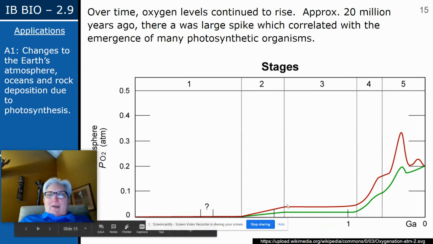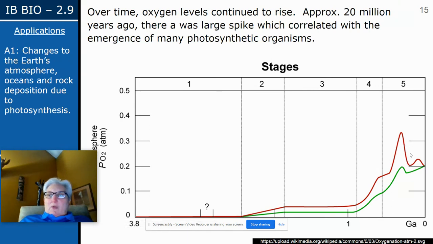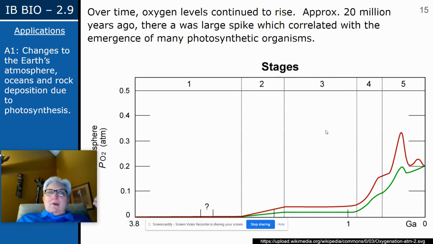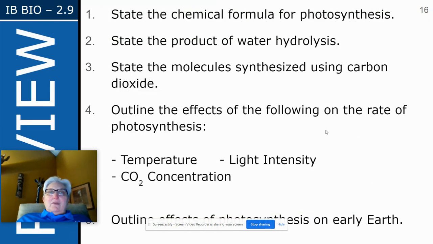Now, over time, we see oxygen levels here went up and up here. And about 20 million years or so ago, we started to see a spike that correlated to the emergence or the beginning of organisms that were photosynthetic. So, here's where our green plants come into play and become really important, especially with that gas exchange. So we're grateful to the bacteria who produced all that oxygen initially, which then allowed the green plants to come along and start to populate the earth.